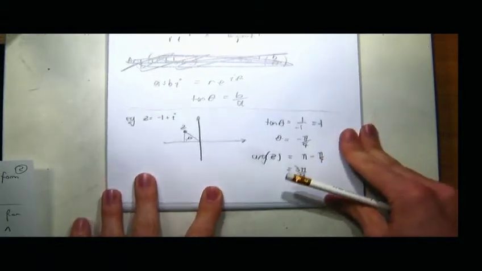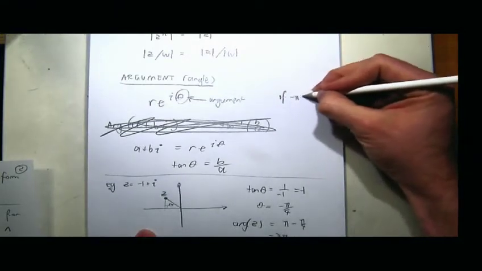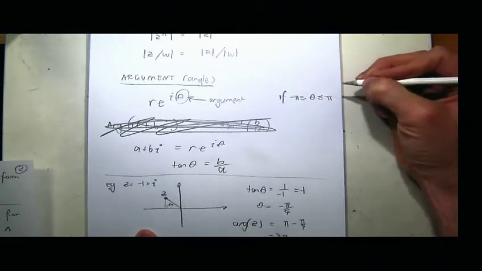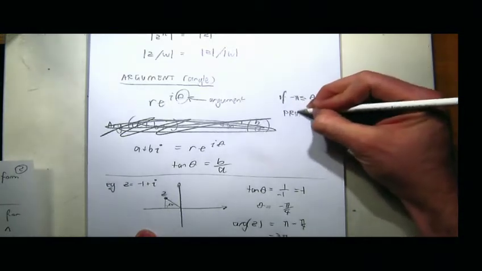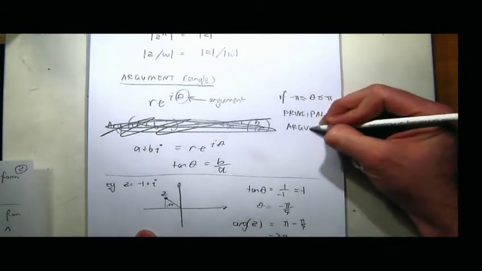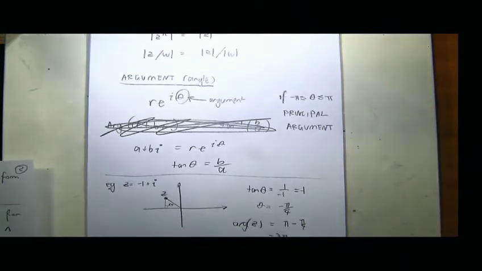Okay, so back here, I'm just going to add it to here. If theta is between minus pi and pi, then it's the principal argument. Where principal is spelt like principal of a school because it means first or most important argument, as opposed to principle with an LE, which would mean a rule.